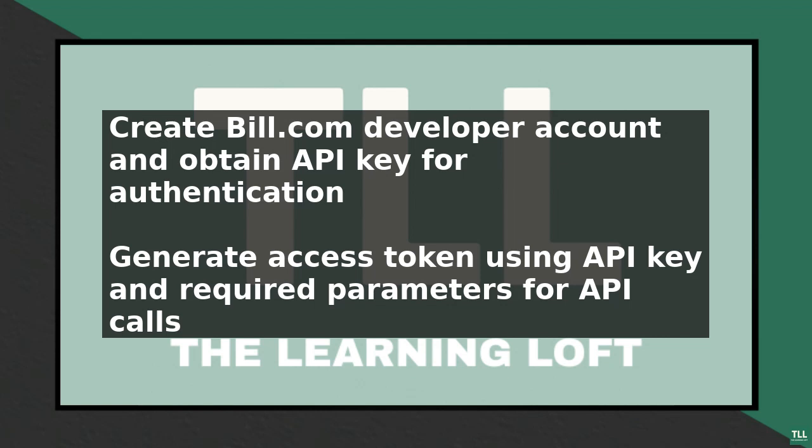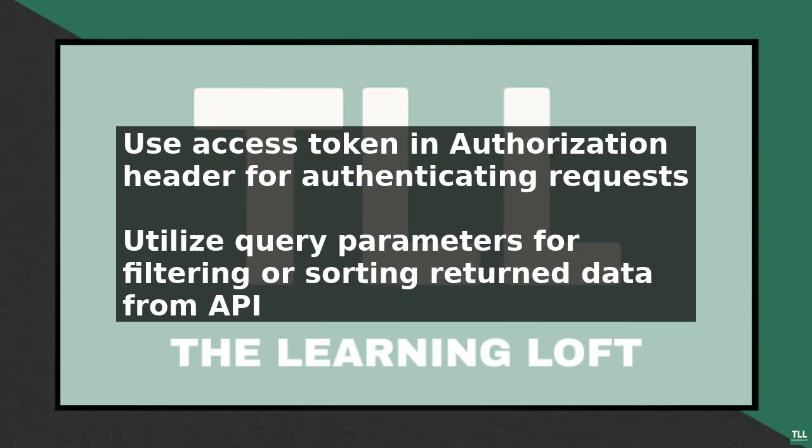When making API calls, use the access token in the authorization header to authenticate the request. You can also use query parameters to filter or sort the data returned by the API. For example, you can use the filter parameter to retrieve only vendors with a specific name or address.